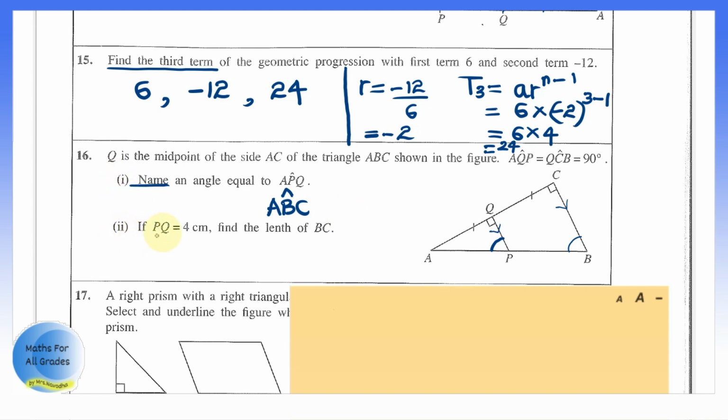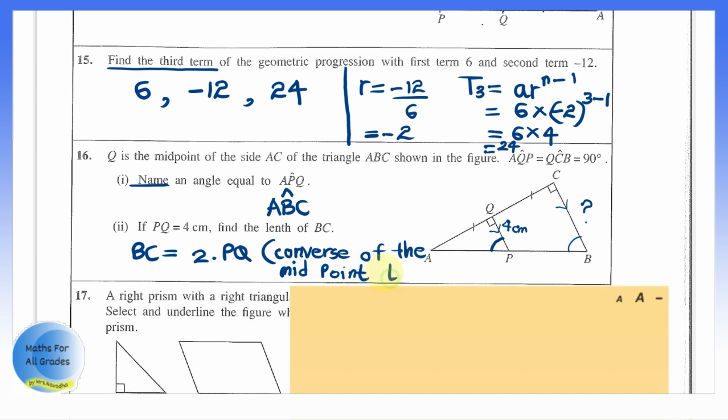Row number 2. If PQ equals 4 centimeters, this length PQ is 4 centimeters. Find the length of BC. Length of BC equals 2 times length of PQ, according to the converse of the midpoint theorem. Two times 4 equals 8. So the length of BC is 8 centimeters.